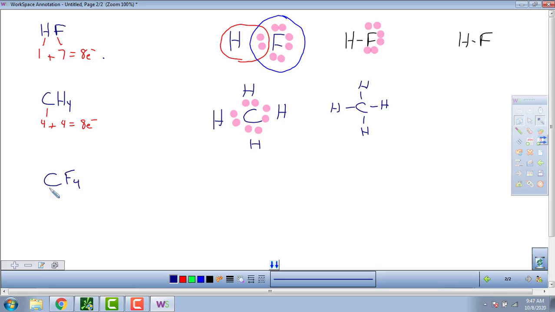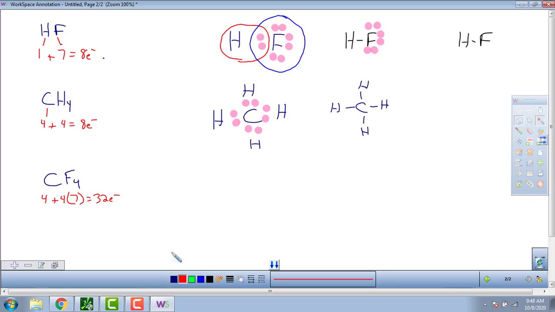Carbon tetrafluoride: we have a single carbon, which has 4 valence electrons. Fluorine is in group 7, and there are 4 of them. So 32 is another common multiple that we will see.